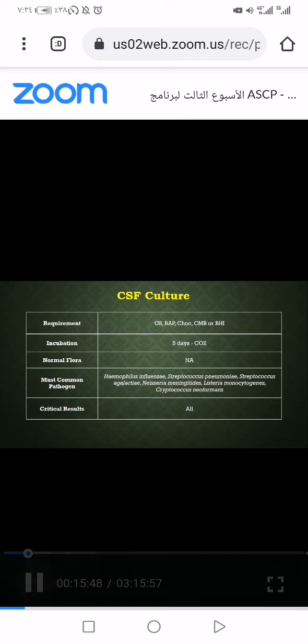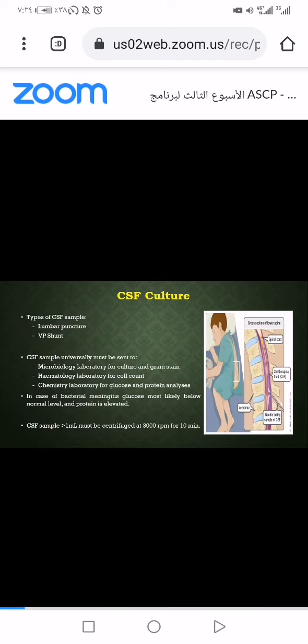Next slide. Okay, CSF. There are 2 types of CSF: lumbar puncture and VP shunt. Lumbar puncture is the most common, the most known procedure, from here. But the VP shunt is like a device they install. They keep opening the spinal cord from this area, and they keep it for many days.